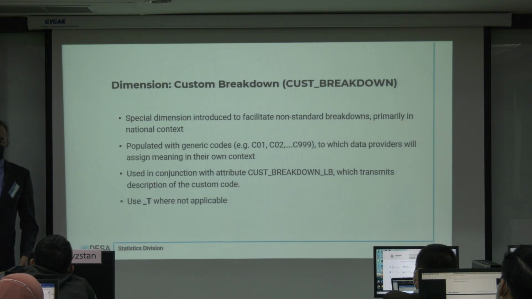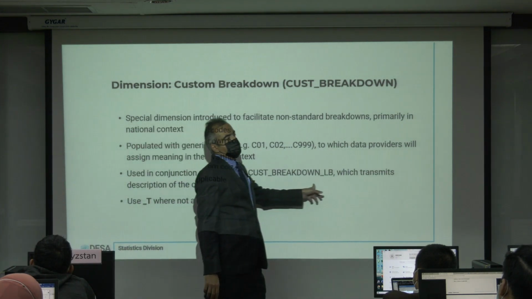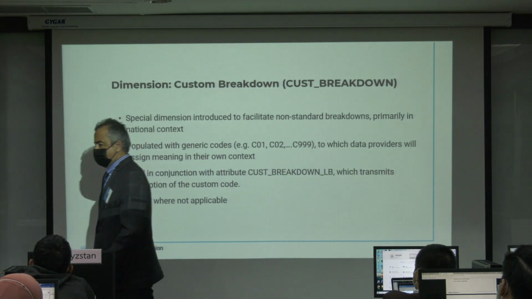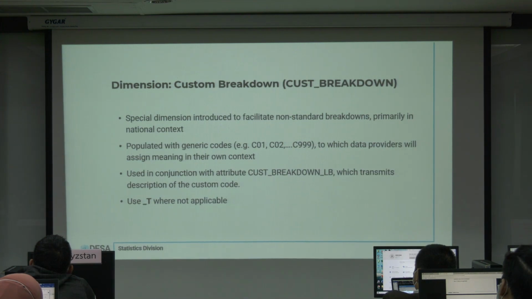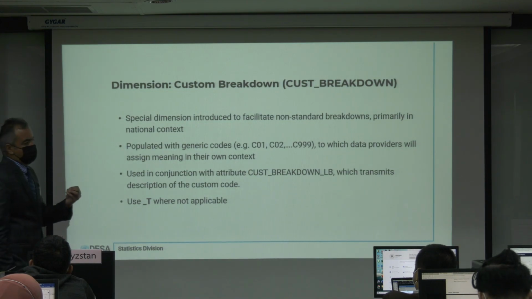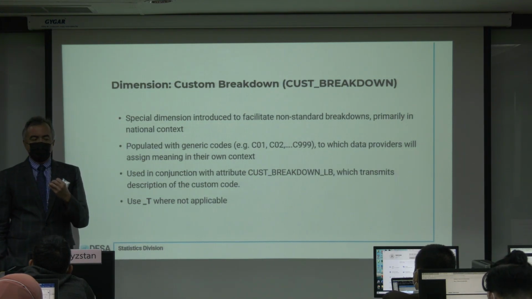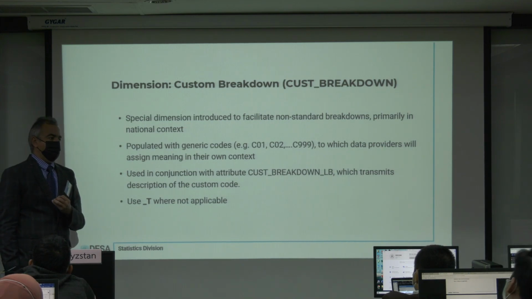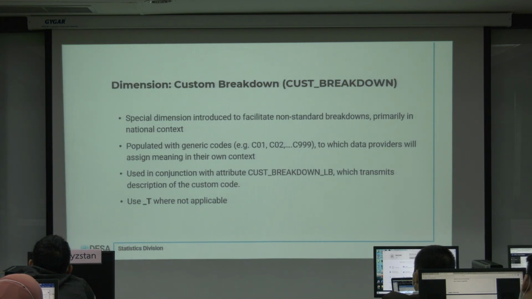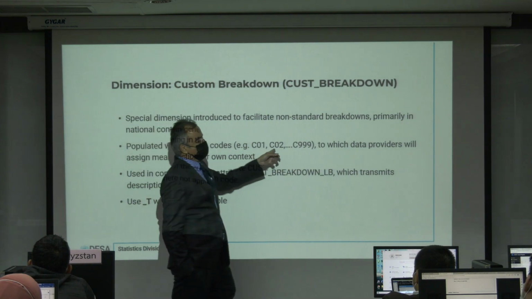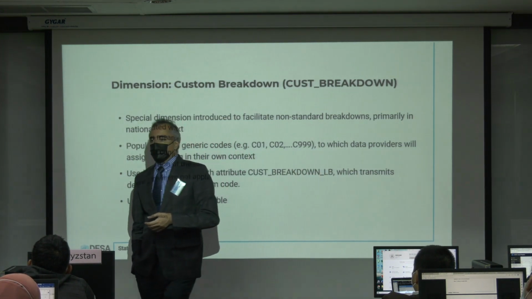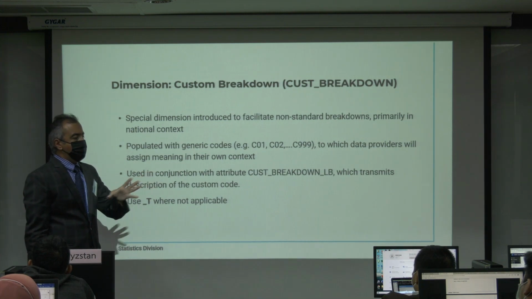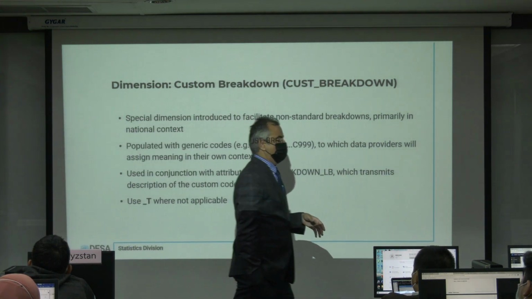When you transmit your data, that's when you define the meaning of your codes using the attribute custom breakdown label. So the semantics of the code is defined at runtime instead of design time. It's defined when you generate your data set instead of when you create your data structure definition. And the same code like CO2 or C225 can mean very different things and will mean very different things usually in different data sets.